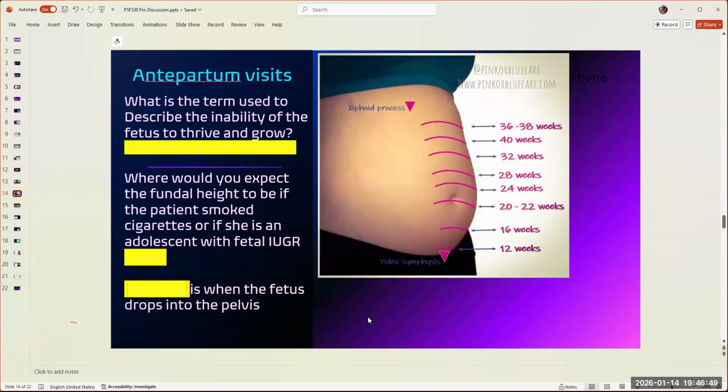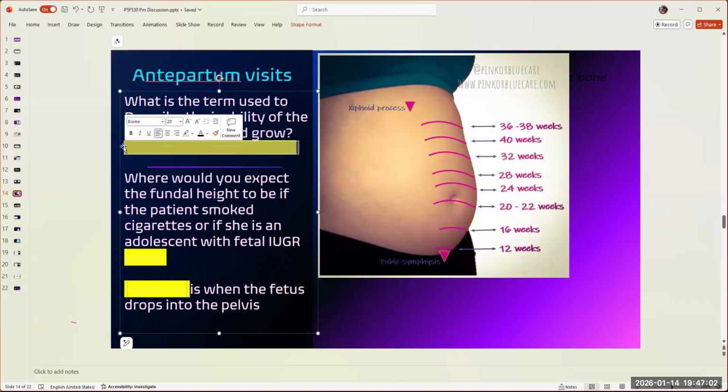What is the term used to describe the inability of the fetus to thrive and grow? Remember what we said it was? What's going on? What do we call it when a baby has trouble growing?